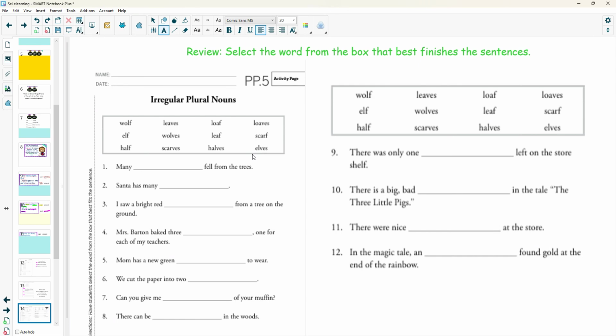Once you finish, make sure that you put these pages back in your green folder. But if you haven't done our math lesson yet, make sure that you keep your packet out so that you can complete your math lesson.